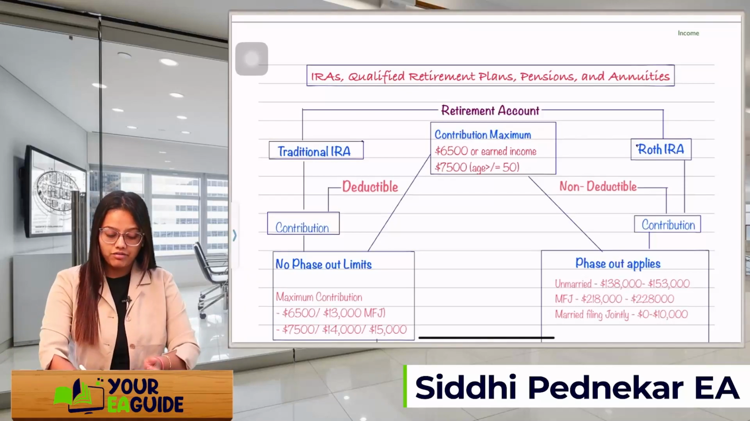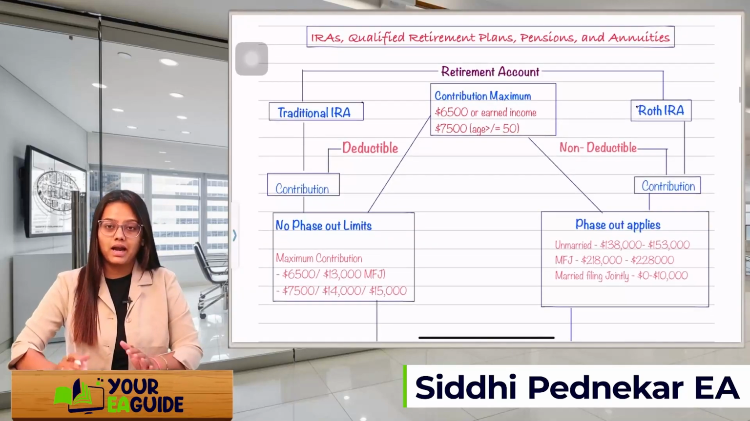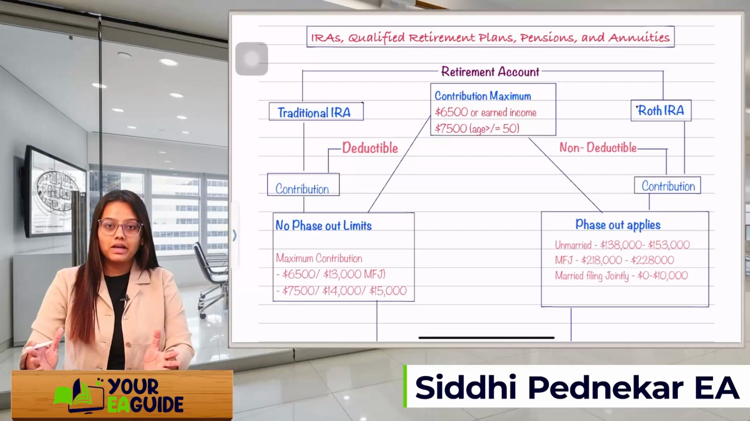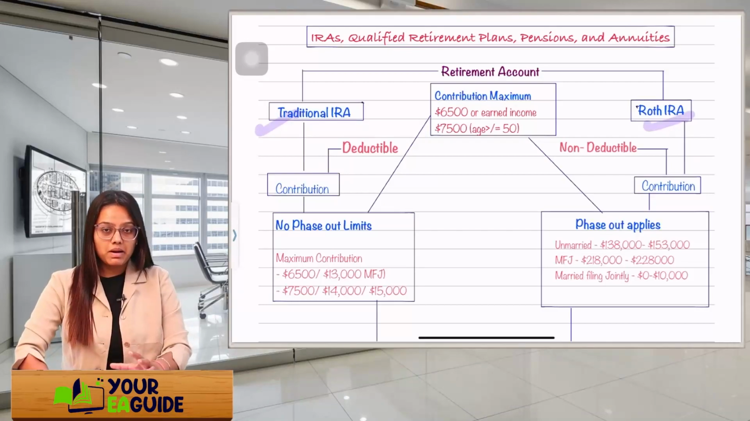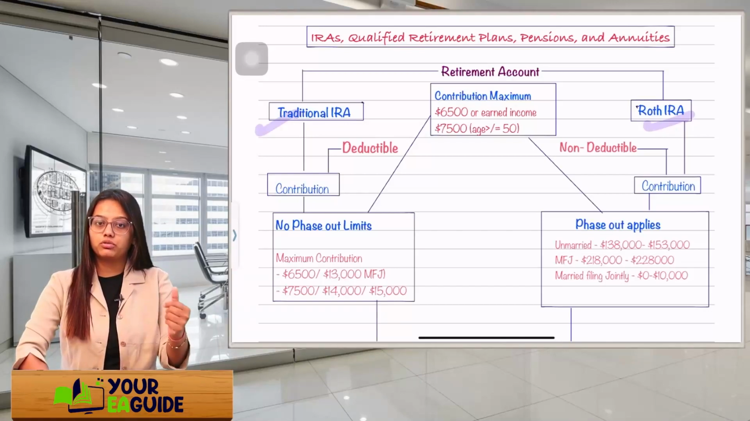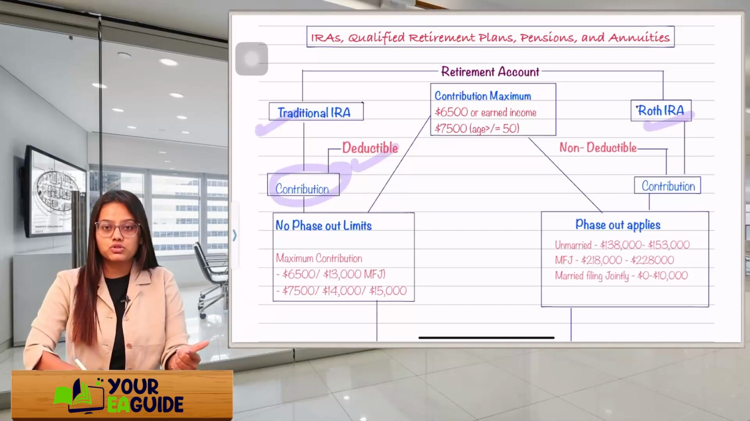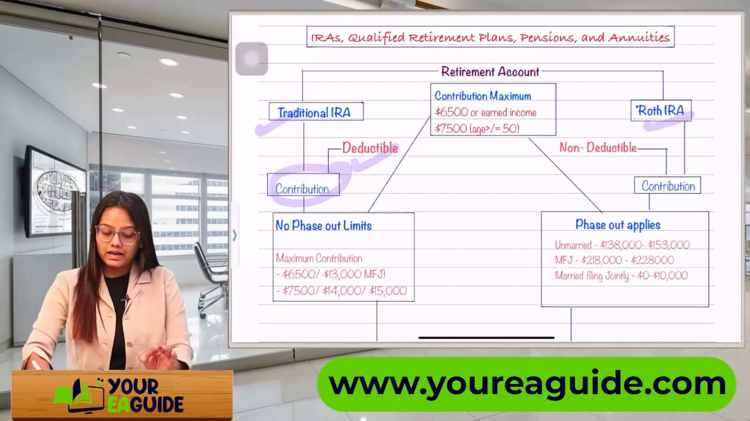So when you have a retirement account, it can be categorized into two main categories. One is traditional IRA, second is Roth IRA. Please remember one thing, whenever you contribute into a traditional IRA, the contributions will be deductible. For a Roth IRA, the contributions will not be deductible.